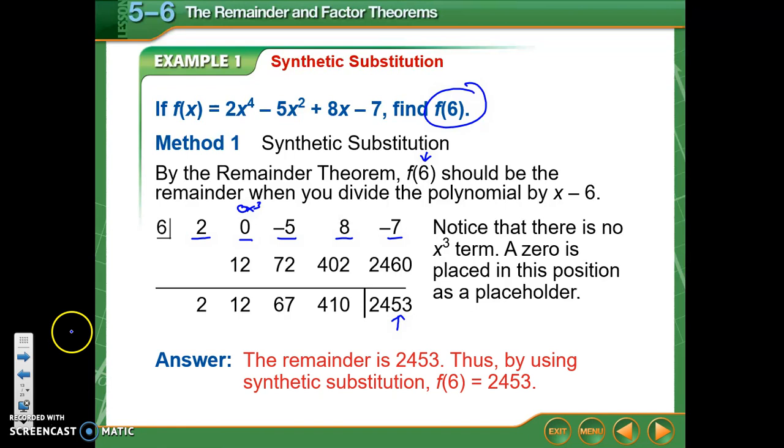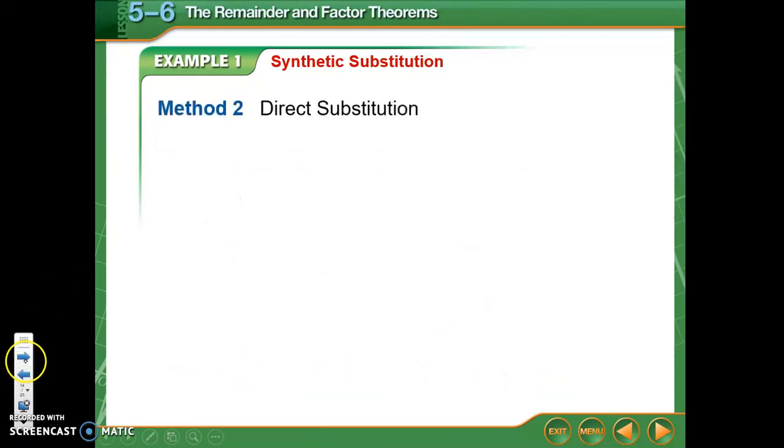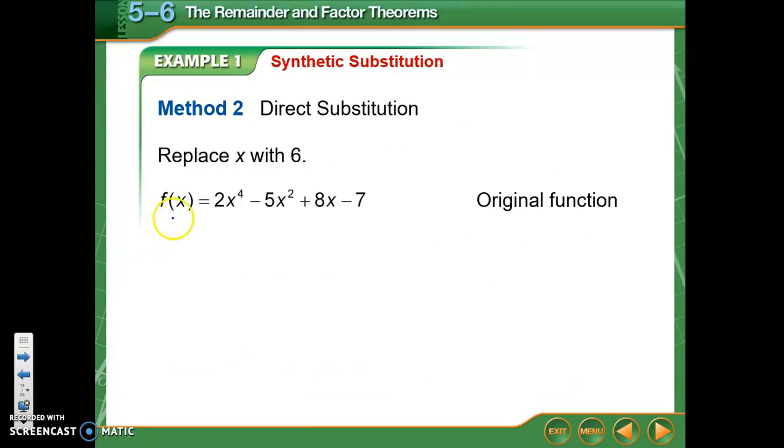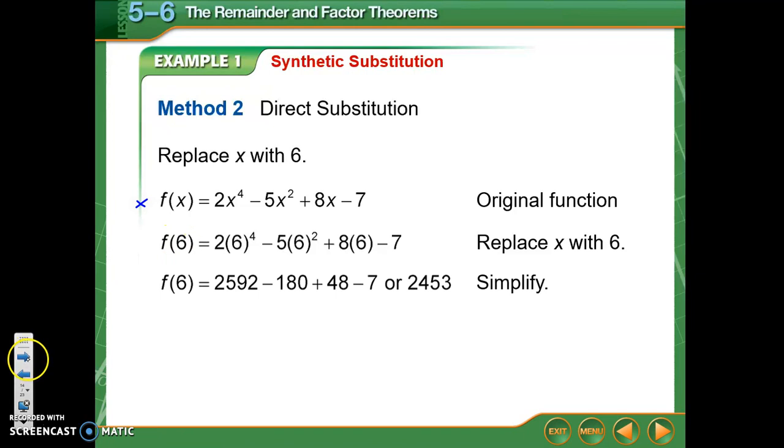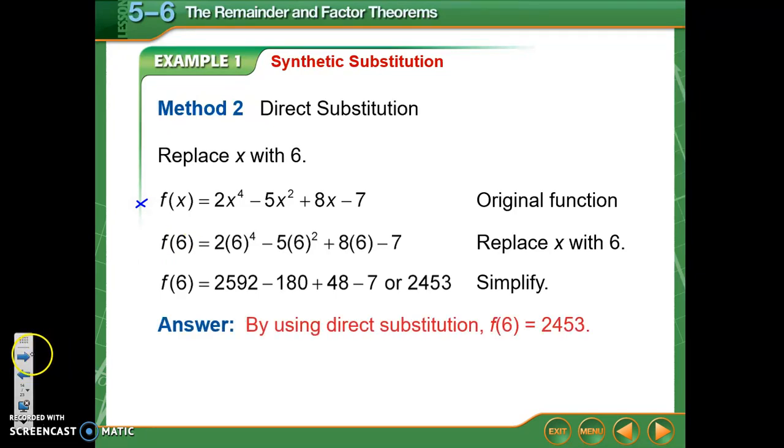That means that f of 6 equals 2,453. And we can prove that by looking at our second method, which is just direct substitution. So I just say, okay, if f of x is this function, then when I plug in 6 for x, I find f of 6, I get 2,453. So I get the same answer either way.